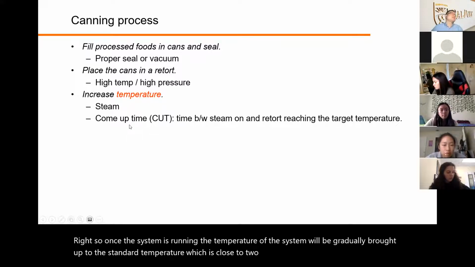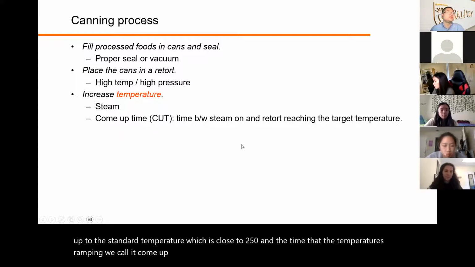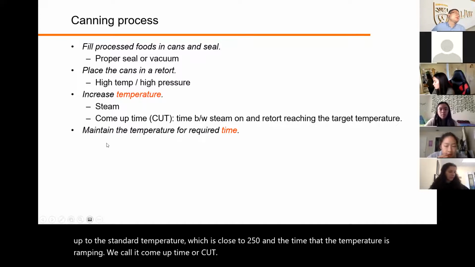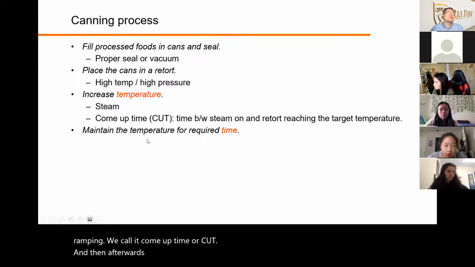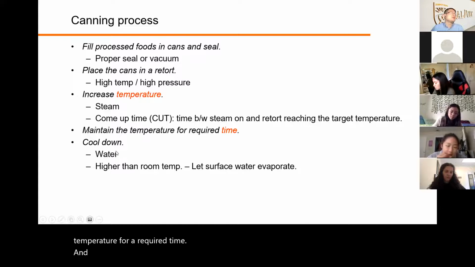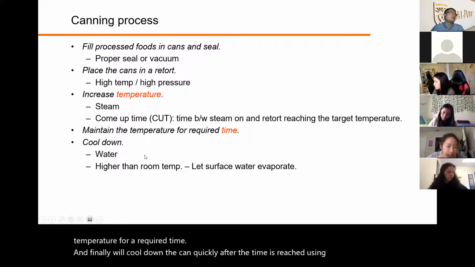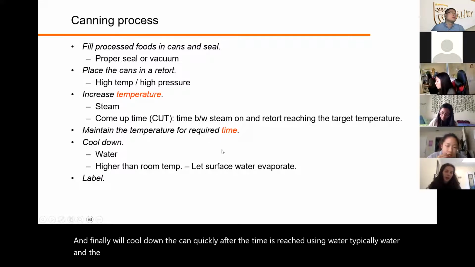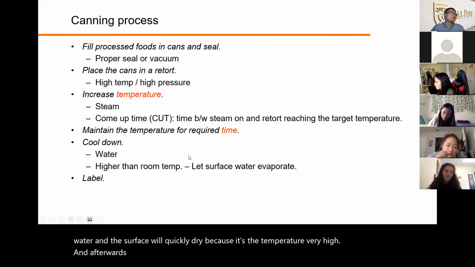And the time that the temperature is ramping, we call it come up time, or CUT. And then afterwards, we will maintain the temperature at that standard operation temperature for a required time. And finally, we'll cool down the can quickly after the time is reached using water, typically water. And the surface will quickly dry because the temperature is very high. And afterwards, we'll label it, right?